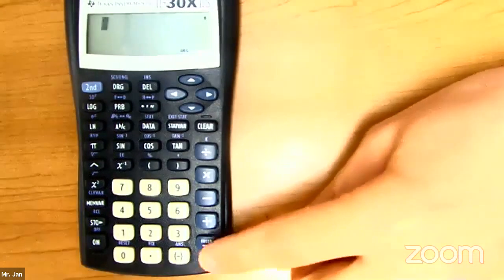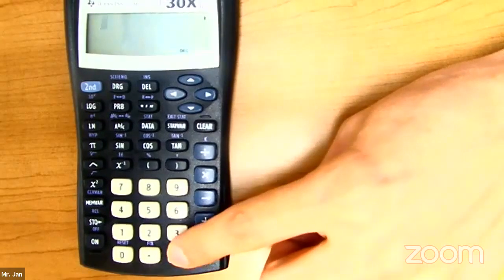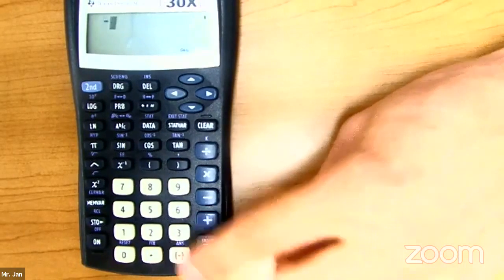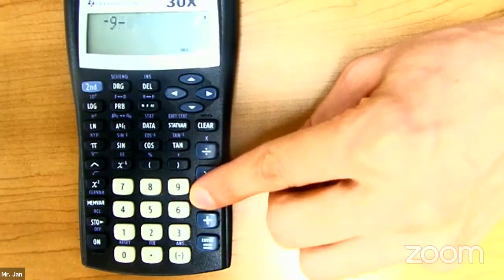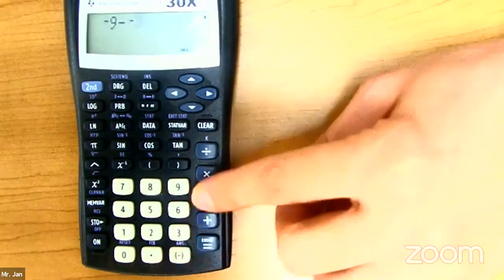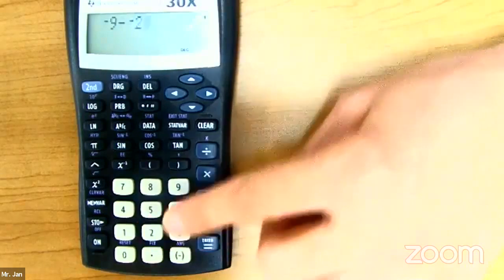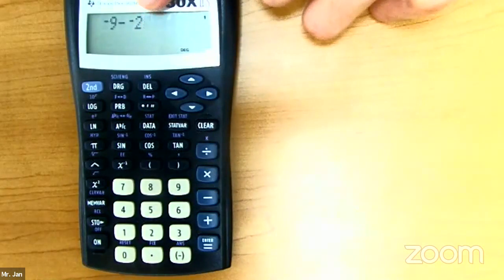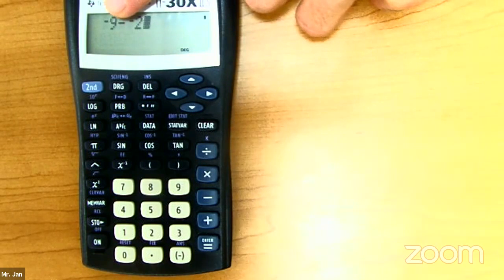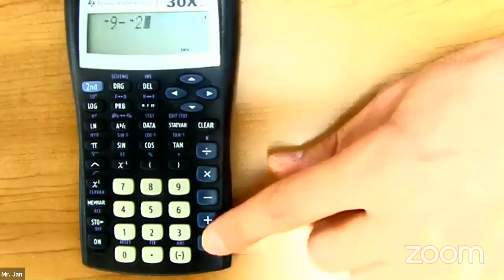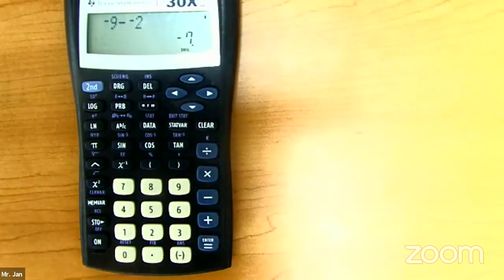Okay, now you can see it. So this is the negative sign. The last problem was -9, so I'm going to put -9 and subtracting -2, right? If you see, there are 2 negative signs: the negative is a smaller dash, but the minus or subtracting sign is a longer dash. Okay, so when you hit enter, yes, it is -7.